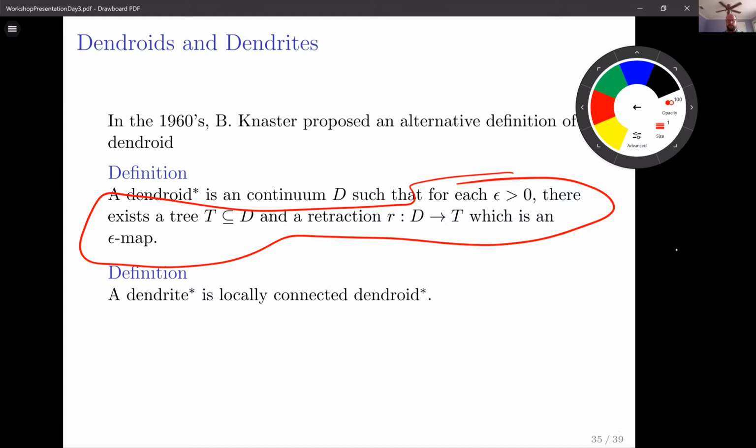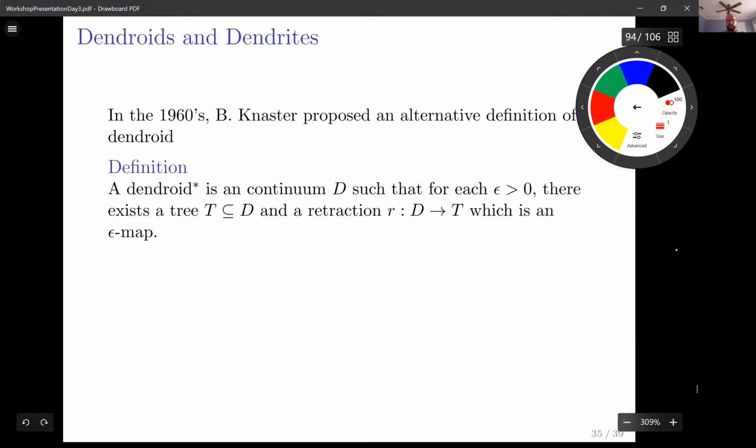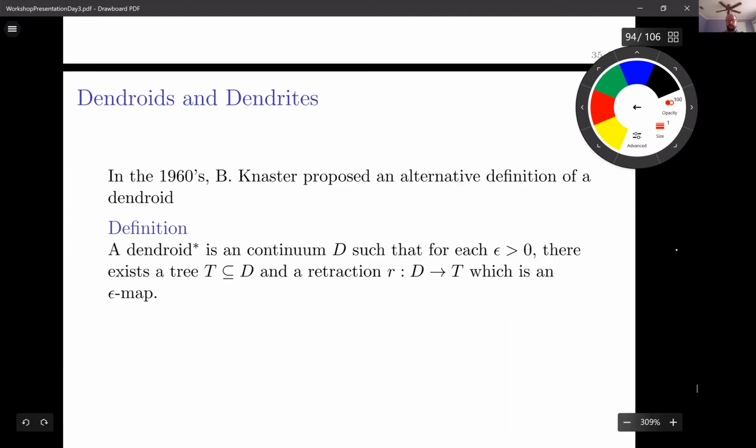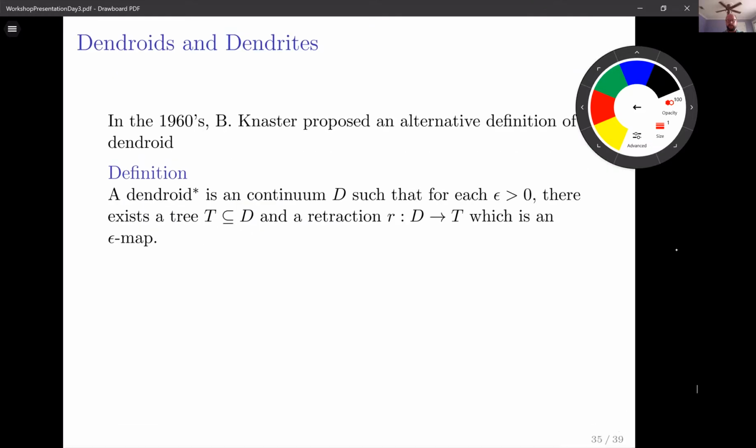We used uniquely arcwise connected because it was convenient, but the real property that really drove the proof was the existence of this retraction. It's what generated the covers that we needed to make things go forward. All right, now an interesting fact about these two definitions of dendroids, the standard one and the Knaster one, is that it is an open question, at least as far as I'm aware, as to whether those two are equivalent.